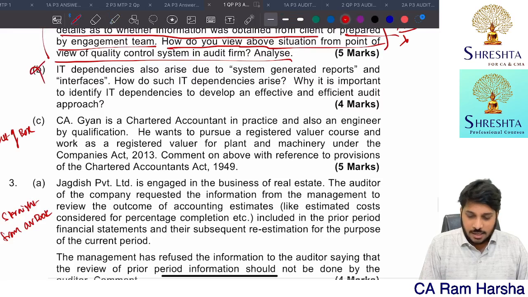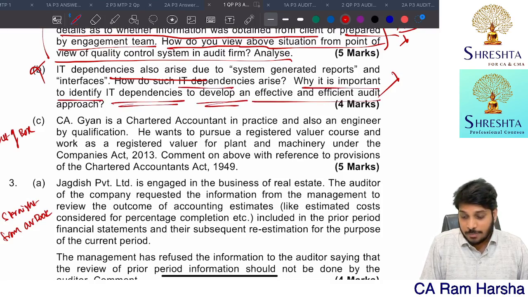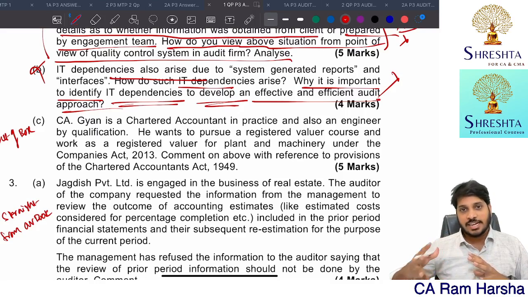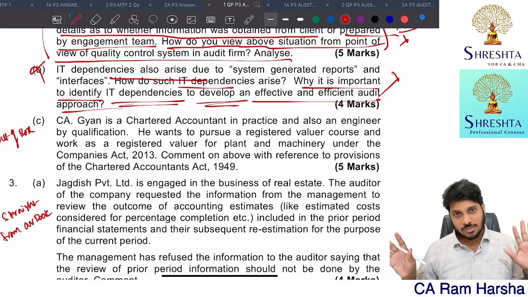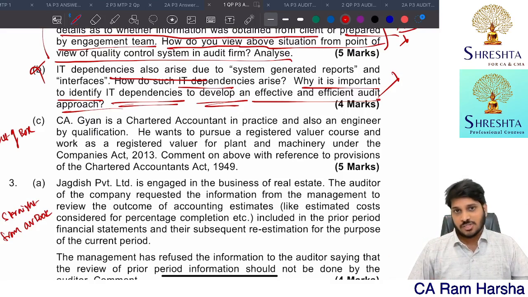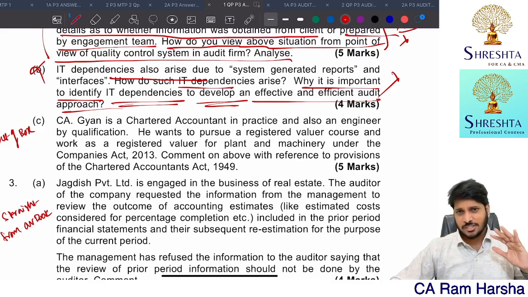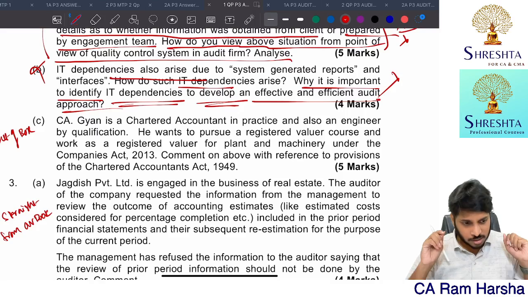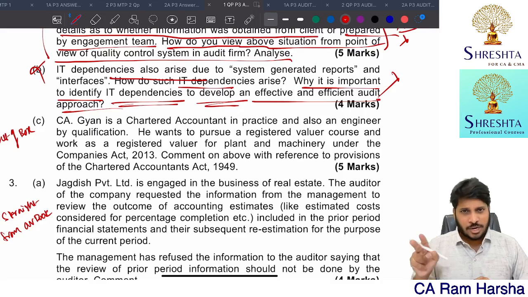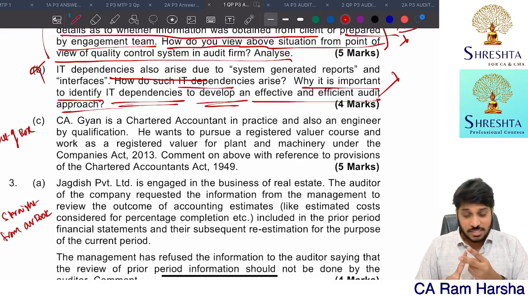B, this is regarding a digital audit question. IT dependencies. Why is it important to identify IT dependencies to develop an effective and efficient audit approach? What do you mean by IT dependencies? IT dependencies generally arise when we are initiating or recording a transaction using manual processes. In a technology environment, we are using manual processes for initiating or recording. That's called IT dependency. System generated reports, interfaces, and automated controls. Like that, some 4 or 5 options were there. You just have to give 2 points. So they have given system generated report, interface, in the digital audit question.